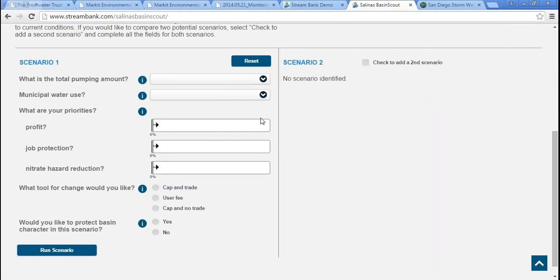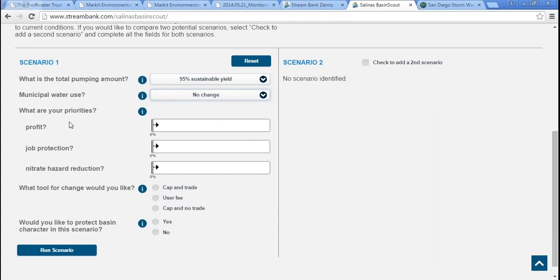And so I'm not going to go through all the details of all of the different components, but what I want to emphasize here is that there's a lot of different options and a lot of things that can be incorporated into a decision-making tool that can help folks understand the options and the trade-offs that are associated with making these different management choices. So, for example, putting a cap on the amount of groundwater pumping that can take place within the basin, and then how you might also affect municipal water use.